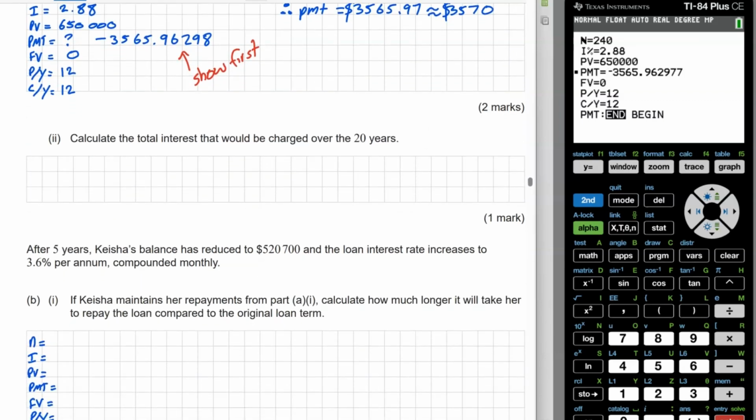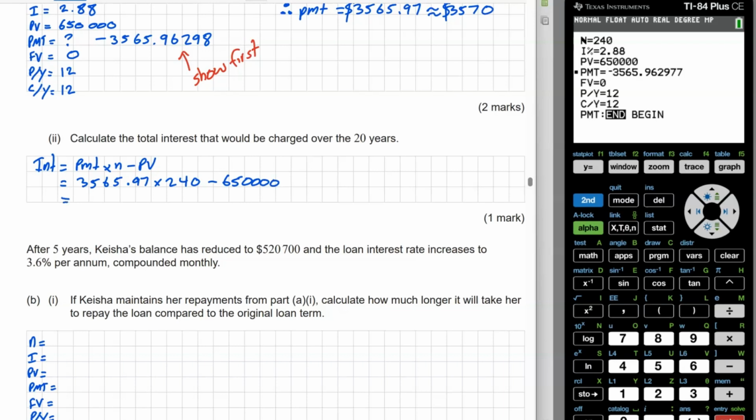So we come down to the next one. It says calculate the total interest that will be charged over the 20 years. There's a couple of ways we can do this, and I will do it both ways. So we can say that the interest is equal to our payment times n minus our PV. In this case, it's going to be 3,565.97. We had 240 payments because that's 20 times 12. And then our PV was 650,000.